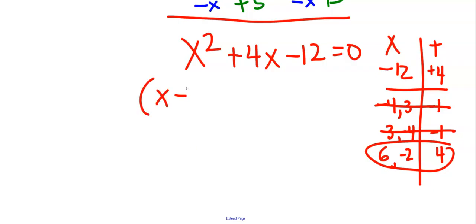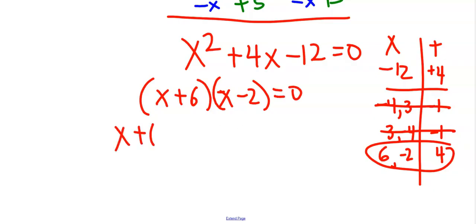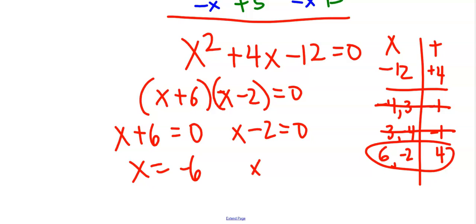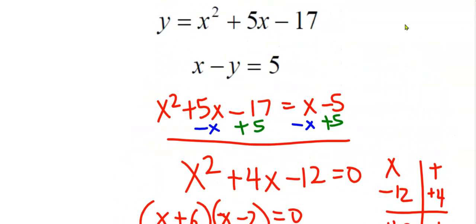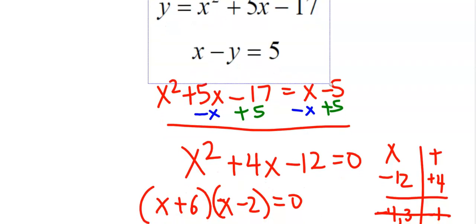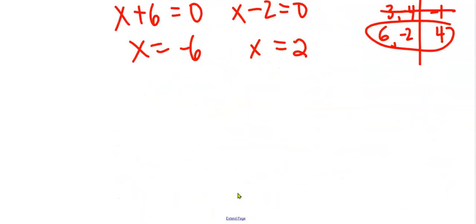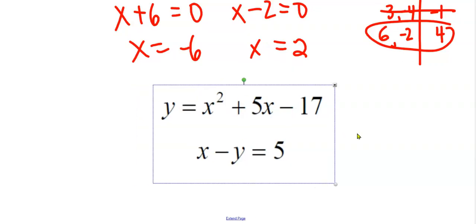With factors of positive 6 and negative 2, when we split our factors to solve the equation, we're going to get possible answers of x is negative 6 and x is positive 2. Now don't forget, that's only half your answer. We're going to use one of our original equations, and it doesn't matter which one, and we're going to substitute in these values of x.